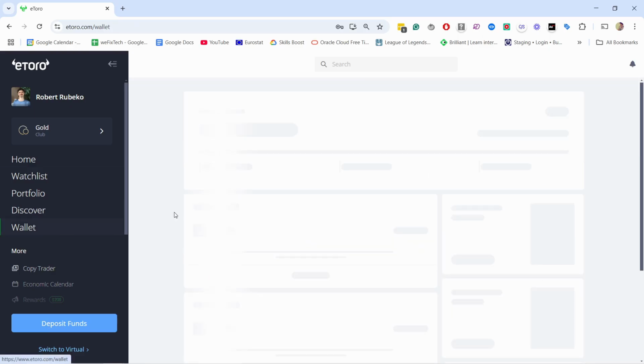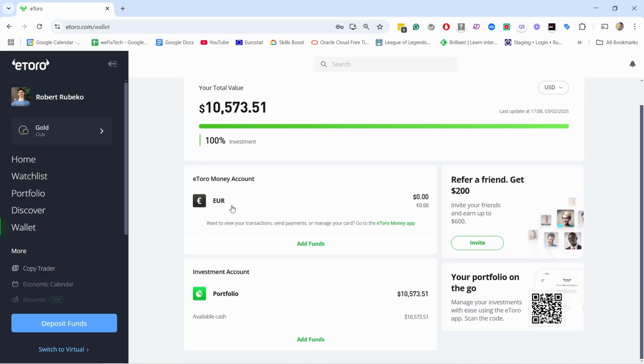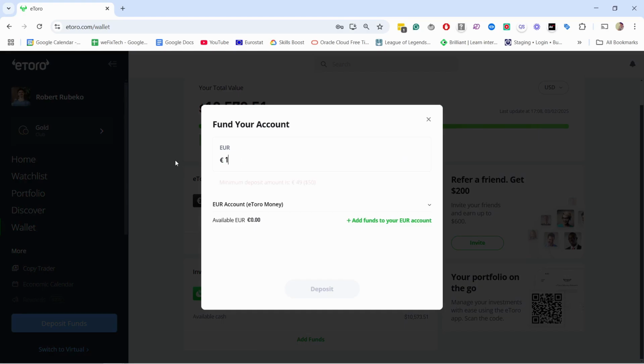And the way you know the difference, eToro refers to the dollars as the investment account, and then the euro and pounds, they are the eToro Money account. So whenever you see this, you'll know what you're doing. So from this page, what we can do, I clicked on wallet and then scroll down and you should see investment account. And here, if you click on add funds, then you get to choose how much you want to add. Let's say it's 1,000 euros.